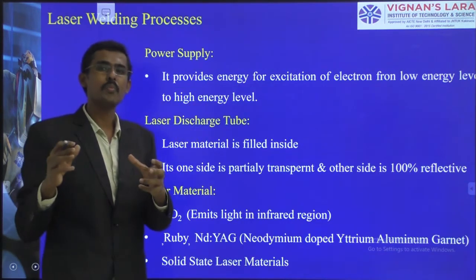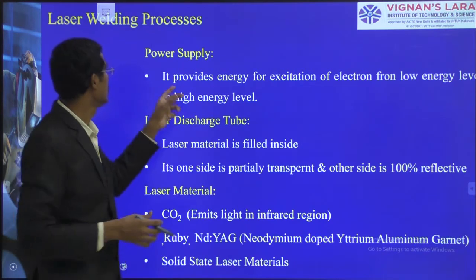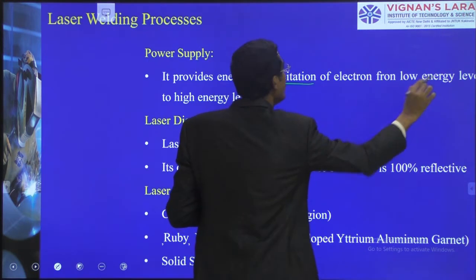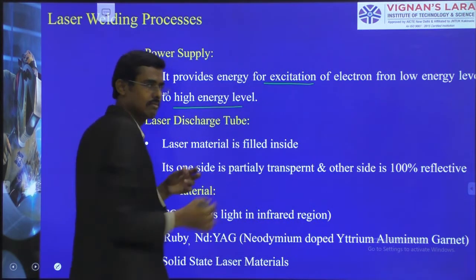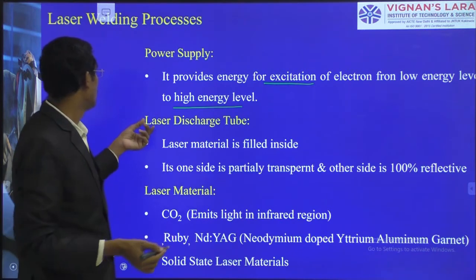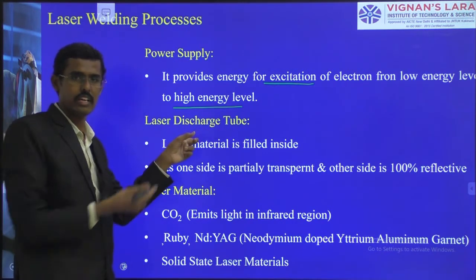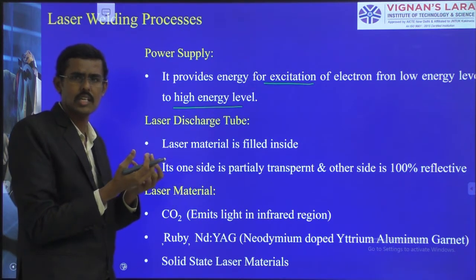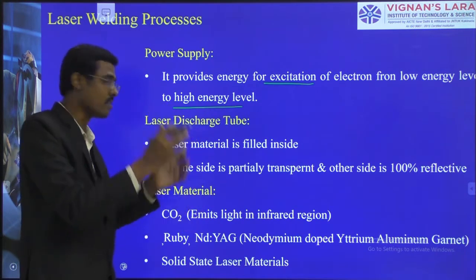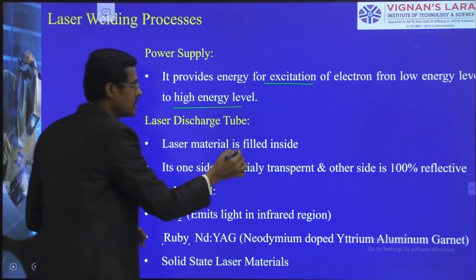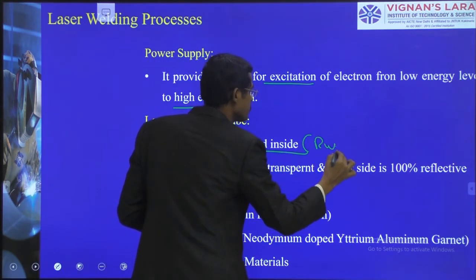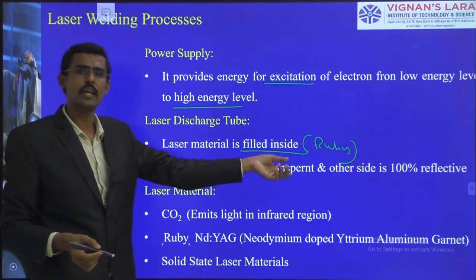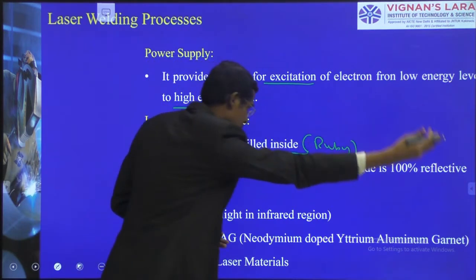Power supply. What are the components we have now? We need a power supply. It provides energy for excitation of electrons from the low energy level to the high energy level, through the flash lamp. The laser discharge tube is where the ruby crystal is kept inside, or maybe other solid state lasers are kept inside the box. The laser medium, the laser material, is filled inside, so maybe ruby.